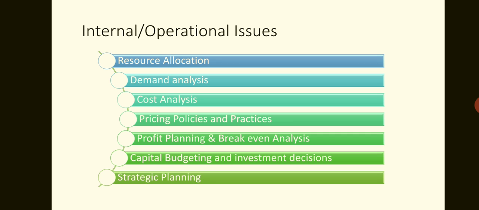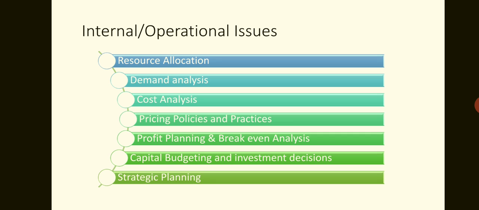We have to make a decision regarding resource allocation. Then demand analysis, we have to do demand analysis before we are making a production. Then we will do cost analysis before making the production, that is product per product cost. Then overall costs need to be calculated. Then pricing policies and practices, we have to decide what price, that is pricing decision. What will be the price of the product, and how others, like our competitors, are making pricing decisions, and what are the competitors' pricing policies.